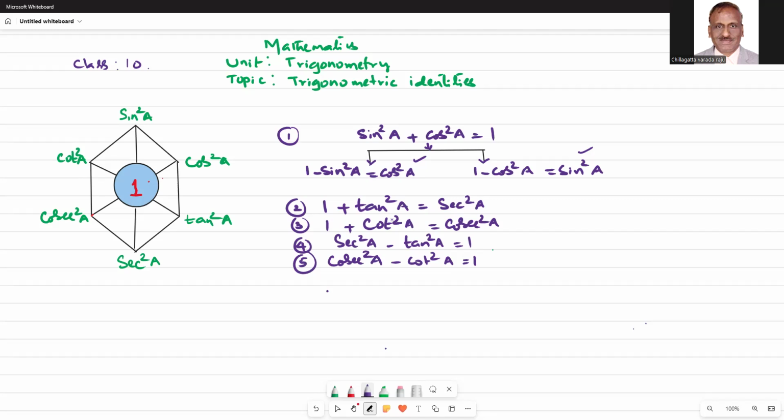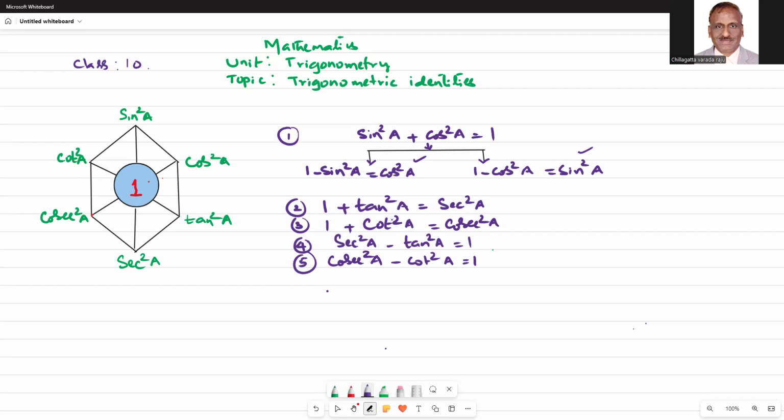See, on each vertex of this hexagon, I have used the square of one trigonometric function. That is sin square a, cos square a, tan square a, secant square a, cosecant square a, cot square a. And in the middle of this hexagon, there is a circle containing 1. So we will see how this figure helps you to learn these identities.